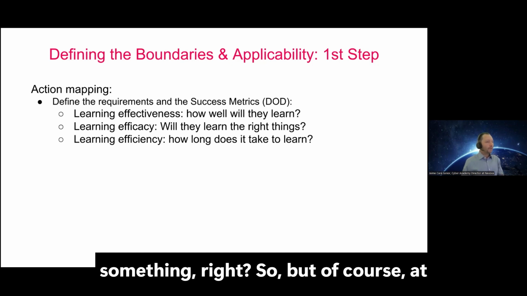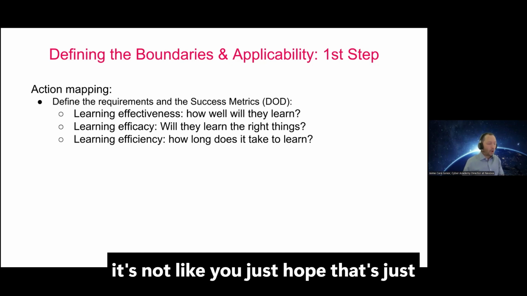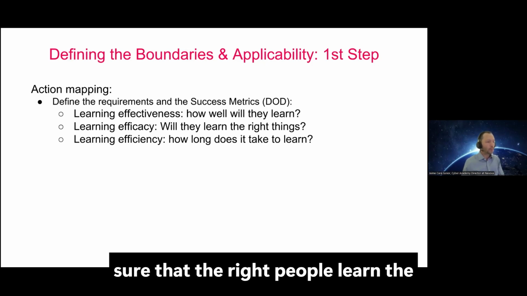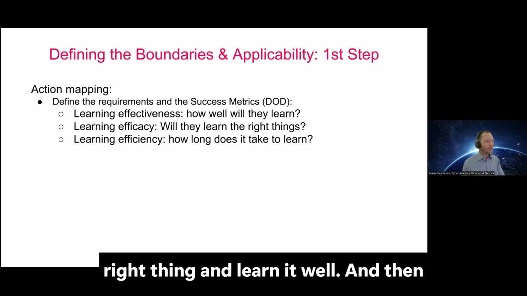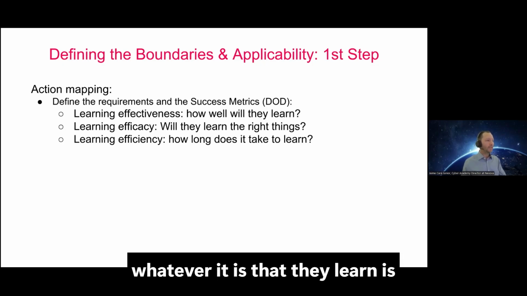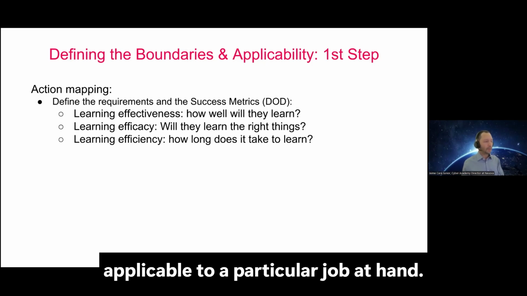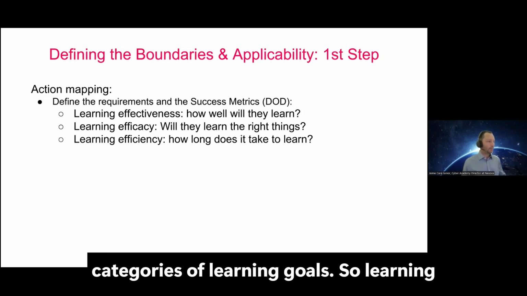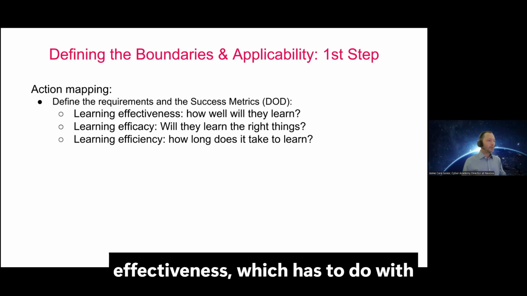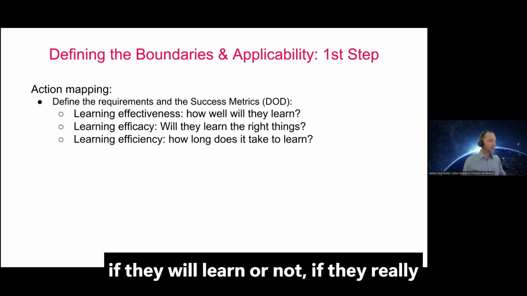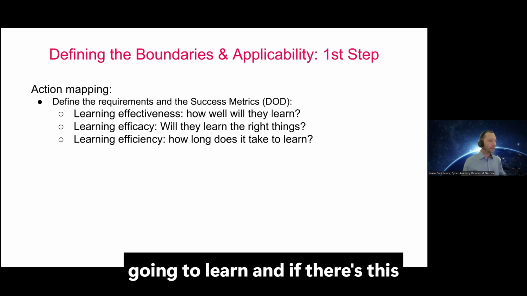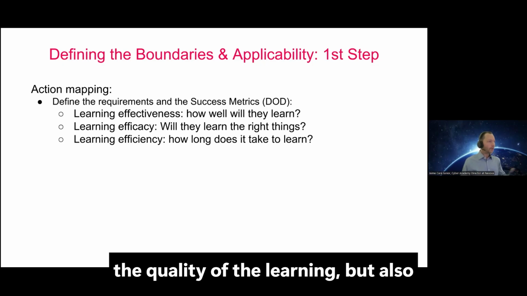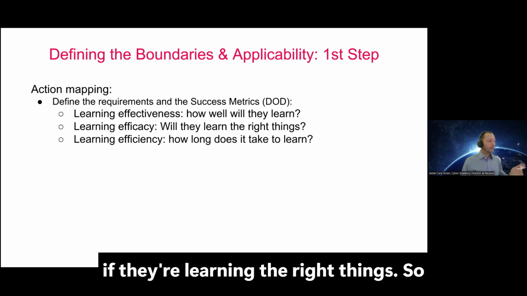But at the same time, this is not enough. It's not like you just hope that somebody will learn something. We want to make sure that the right people learn the right thing and learn it well, and that whatever they learn is applicable to a particular job at hand. That's why we split this into 3 categories of learning goals. Learning effectiveness has to do with whether they will learn, how well they're going to learn, and whether this learning is going to be long lasting, so the quality of the learning, but also whether they're learning the right things.